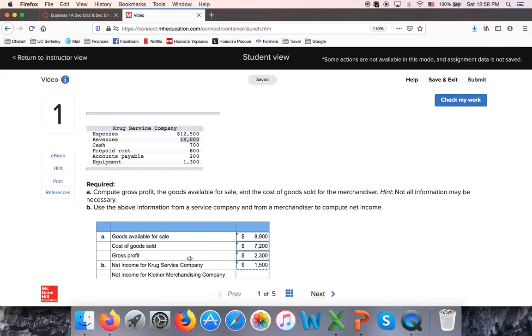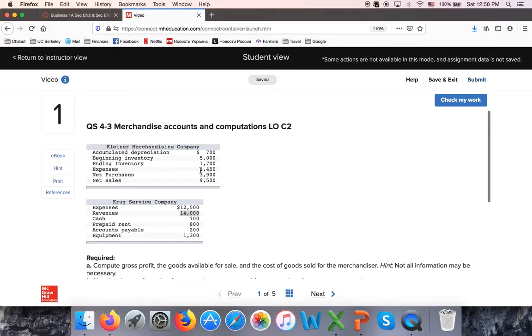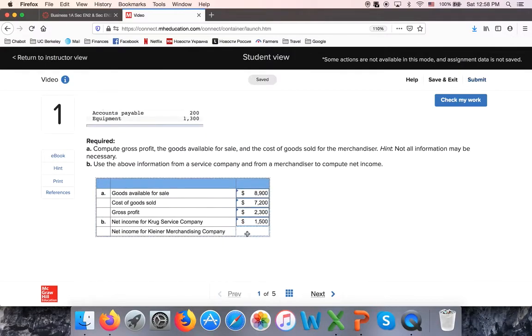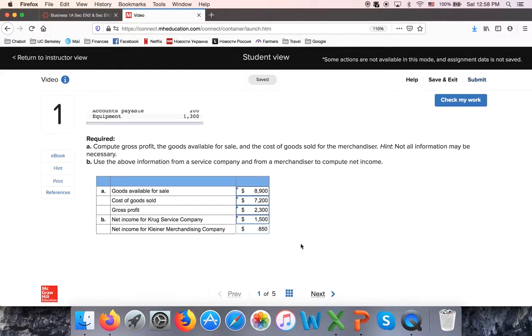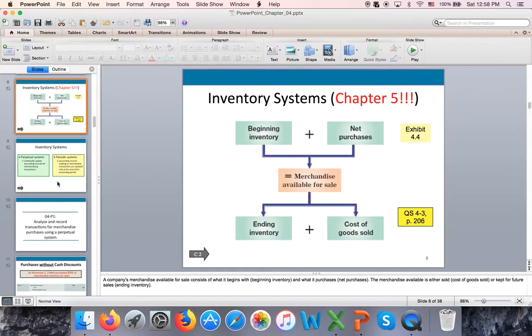Net income for Kleiner Merchandising Company is going to be gross profit minus expenses. Gross profit, 2,300, minus expenses, 1,450, equals $850. So that's a quick study for -3. I hope it makes sense. Okay. So let's move on.